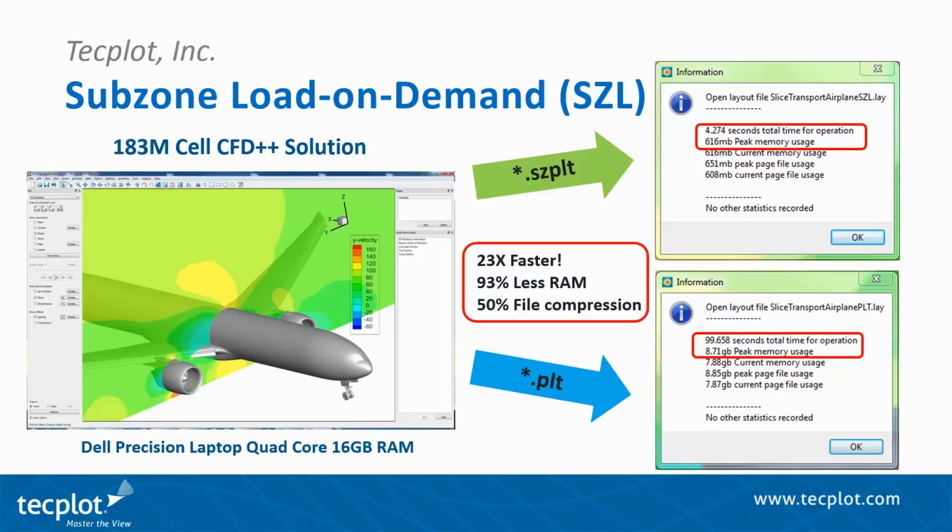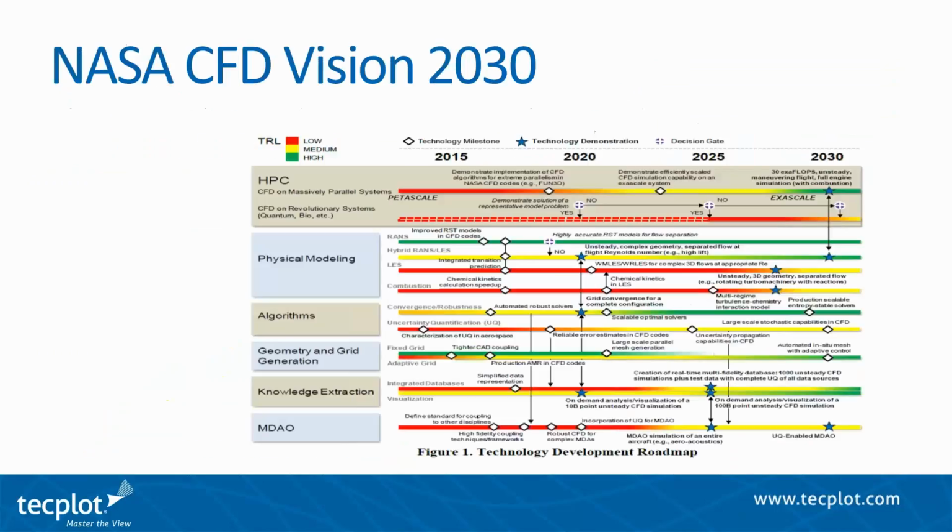So again, why are we working on these technologies like subzone load on demand, like Tecplot Chorus, and increasing the speed of Tecplot 360? Well, we noticed some trends in the CFD market. Starting around 2010, we started seeing these trends, and they were recently confirmed by NASA when they released their CFD 2030 vision paper in 2014.